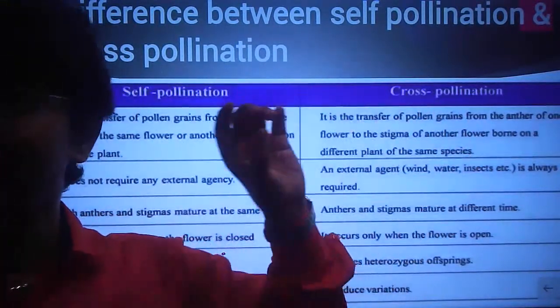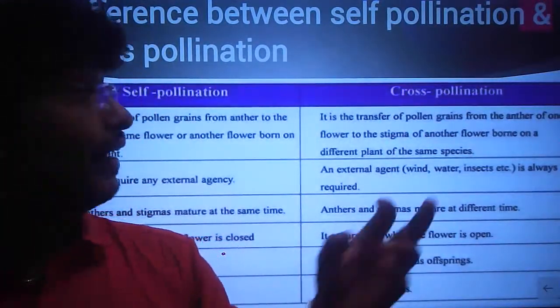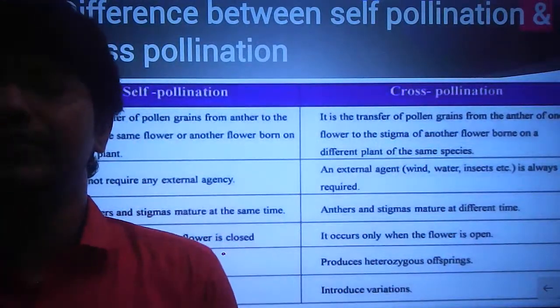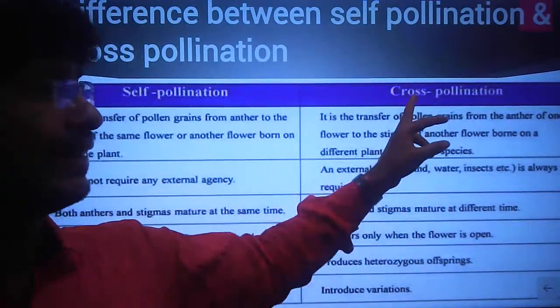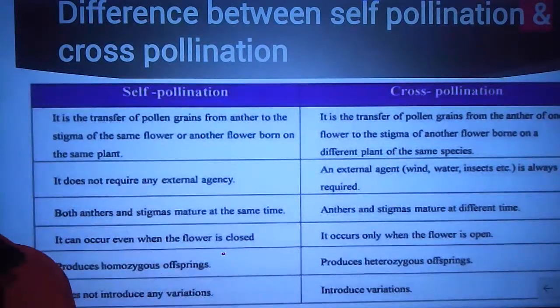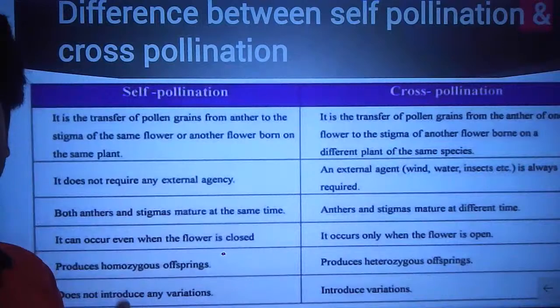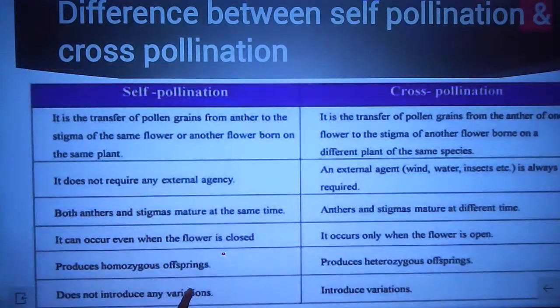Heterozygous offspring result from cross pollination, and because they are heterozygous, variations come. Fragrance also will be more in cross pollination compared to self pollination. Cross pollinated flowers have good aroma, good fragrance and scent, and also color. The flowers will be highly colorful with good fragrance. Self pollination does not introduce any variation, since it is the same pollen grain and same stigma, so an assured fertilization takes place. You cannot expect much variation in this case.